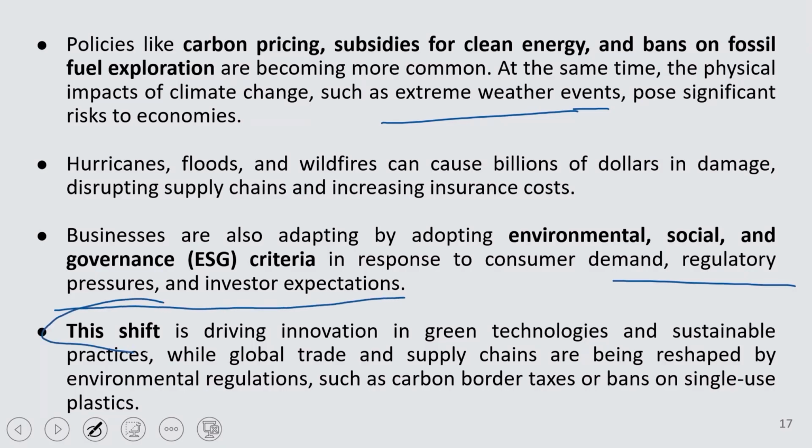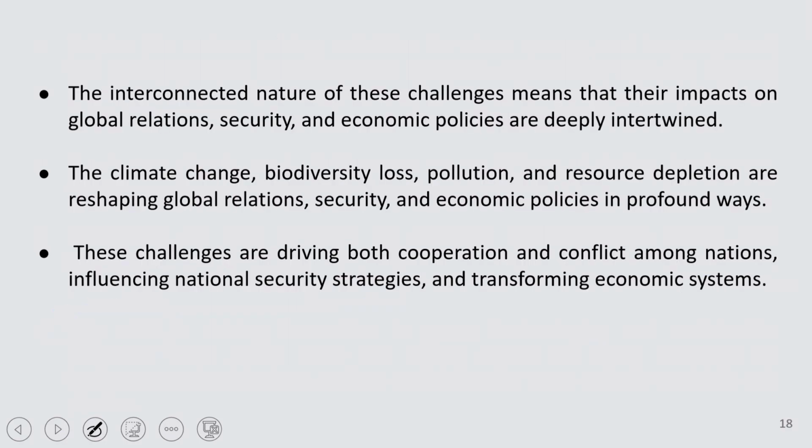And this shift is driving innovation in green technology and sustainable practices. Global trade and supply chains are also being reshaped by environmental regulations, meaning they are now making their supply chains and global trade according to environmental necessities, such as carbon border taxes or bans on single use plastic.